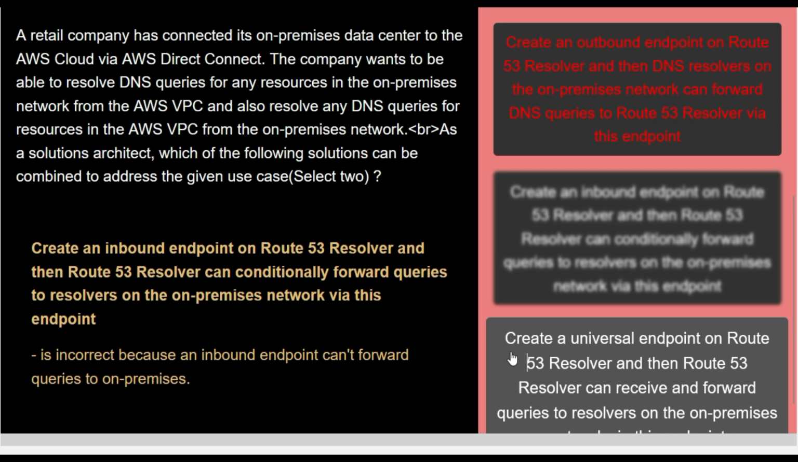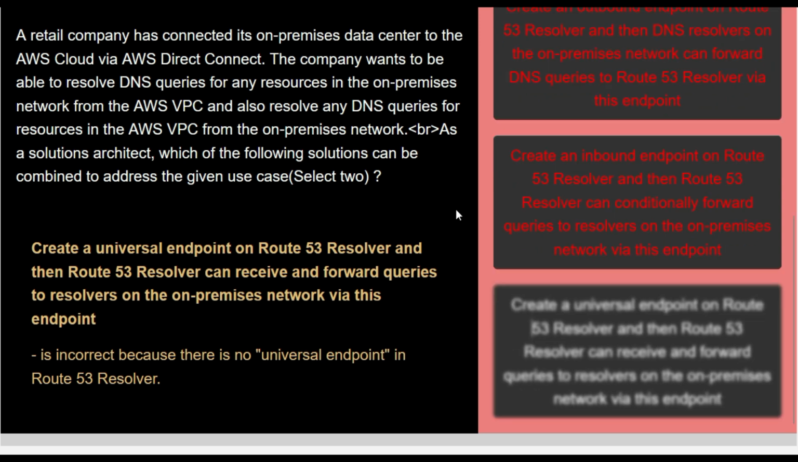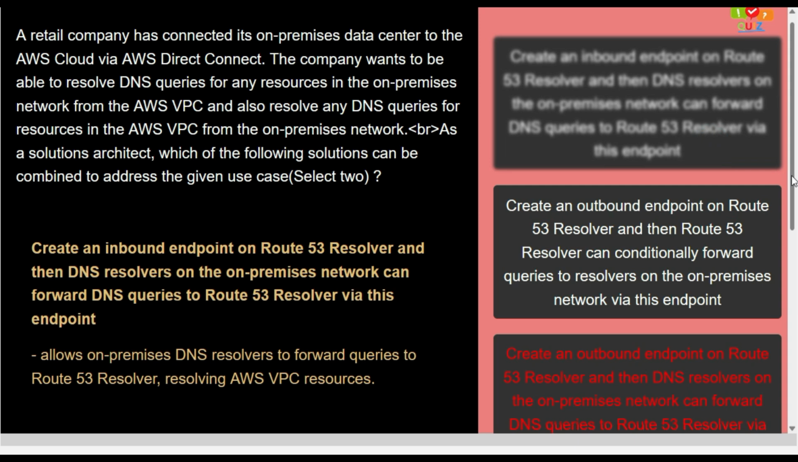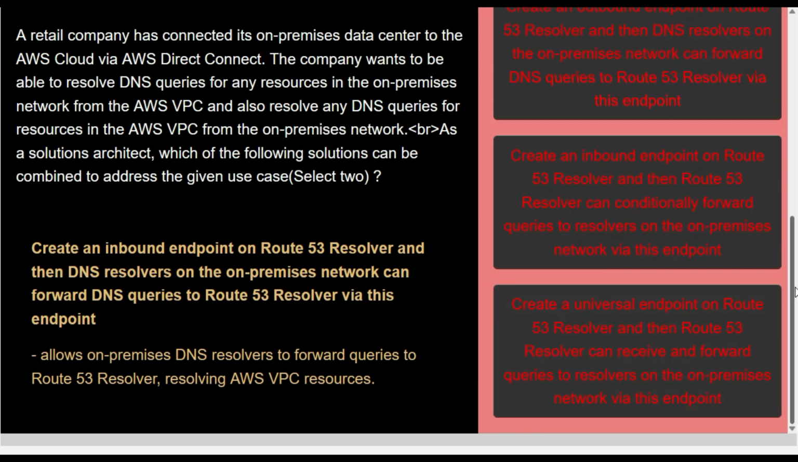So wrong answer. Option 5, I guess. Yes. Create a universal endpoint on Route 53 resolver, and then Route 53 resolver can receive and forward queries to resolvers on the on-premises network via this endpoint. So this option is incorrect, because there is no universal endpoint in Route 53 resolver. Okay, so this is also the wrong answer. Yes, I think you can see now that this is a wrong answer.